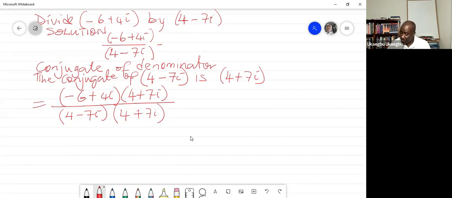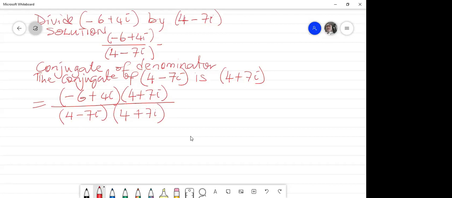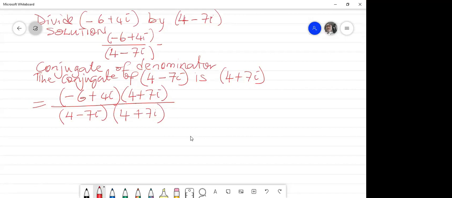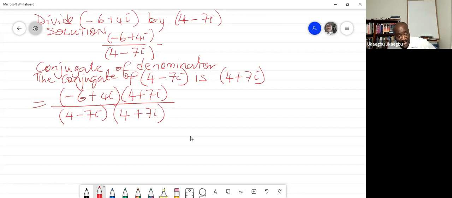You can see 4 plus 7i can cross out 4 plus 7i, but that's not the purpose. The purpose is to make sure that the denominator has no complex number in it, because that's what happens once you multiply a number by its conjugate. What do you think we should do? Yes, use distributive property. So everybody, you are going to finish up this problem by yourself, but use distributive property to finish it up.